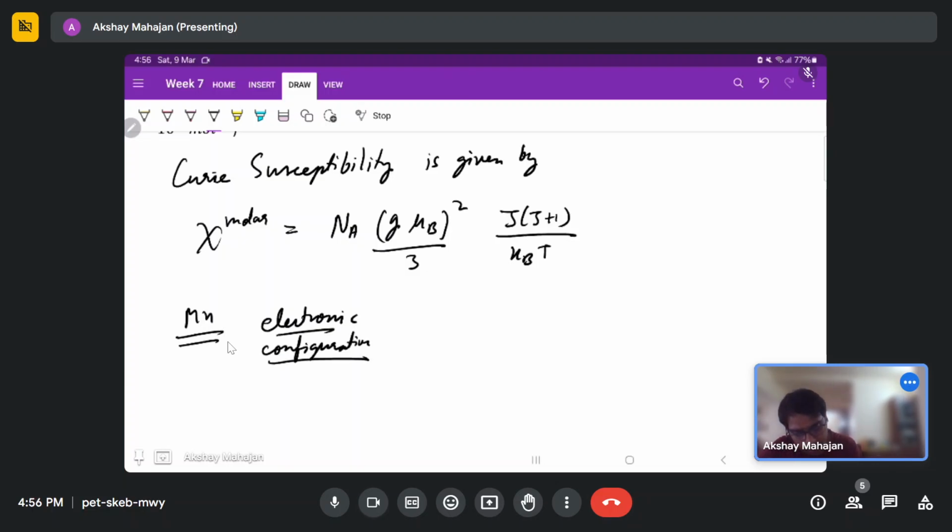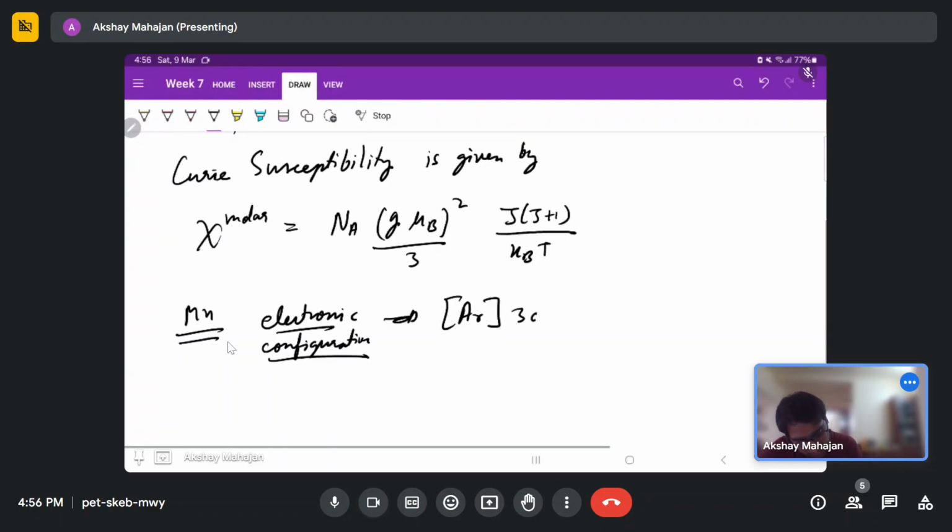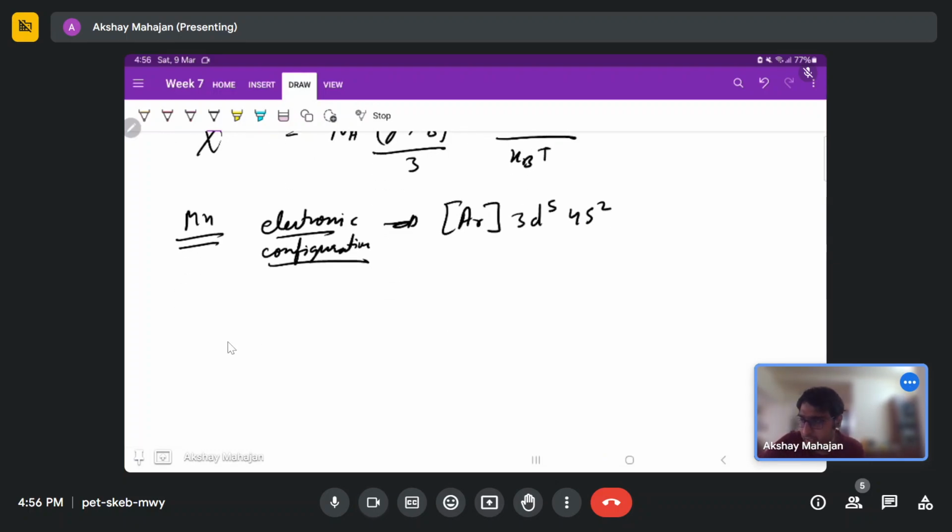For this, what we are given is manganese. So first we need to find out the electronic configuration. It is 3d5 4s2. But for this 4s2, as we have just seen in the case of 4f14, it is a case where the shell is completely filled.